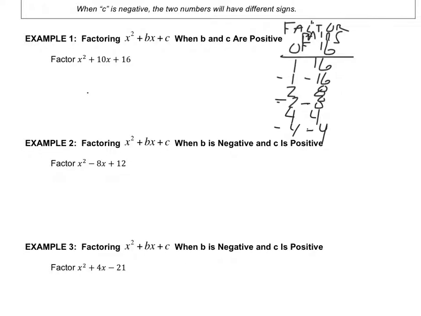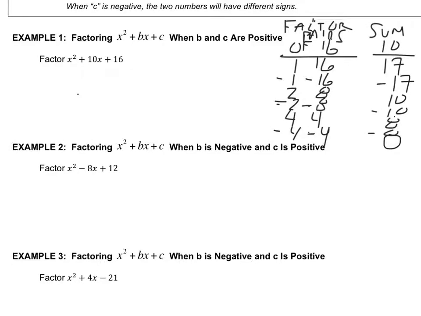Now, as you get better at this, from above, we said that when we have a positive for the C value, but we also have a positive for the B value, this would tell me that they have to be the positive factors only. So we could almost have ruled out negative 1, negative 16, negative 2, negative 8, negative 4, negative 4. As you get better at this, some of these factor pairs you won't need to worry about. Then the second step says to look for the sum of my factor pairs that gives me the B value. In this case, the B value is the number 10.